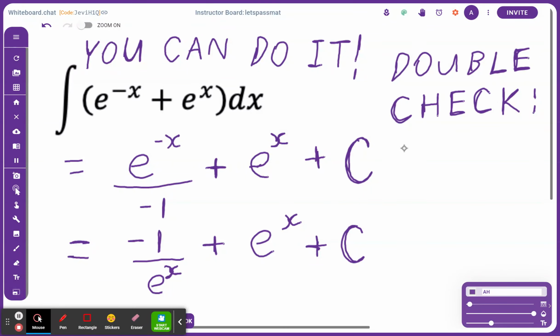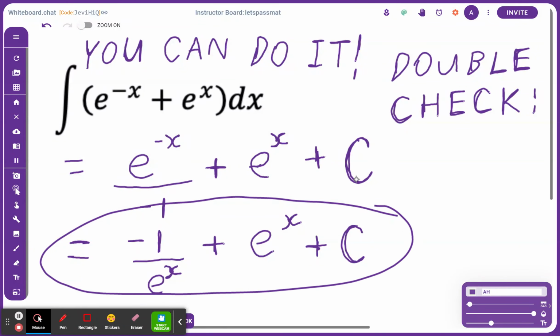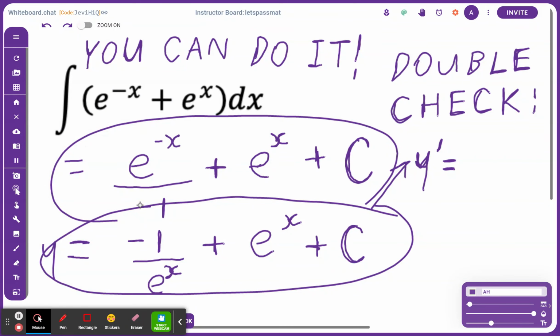So all you do is this. If you start with y equals negative 1 over e to the x plus e to the x plus c, and you're finding the derivative, then if you pretend this is y equals, I'm saying to you y prime equals, and if you don't want to use this, you can always go back to the first statement. That's fine as well. The derivative of e to the power of negative x is going to be negative times e to the power of negative x.